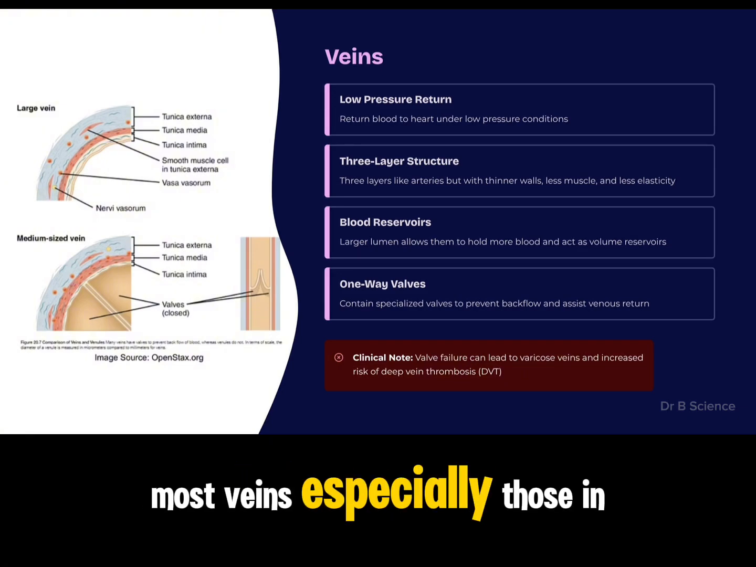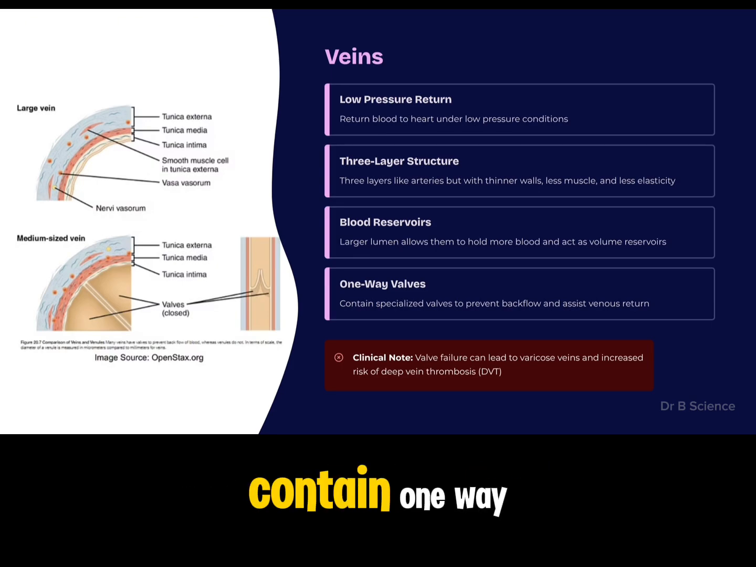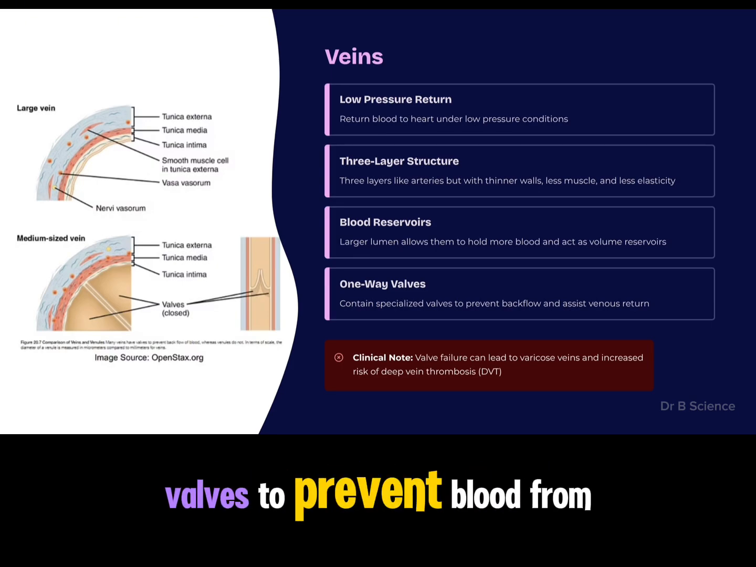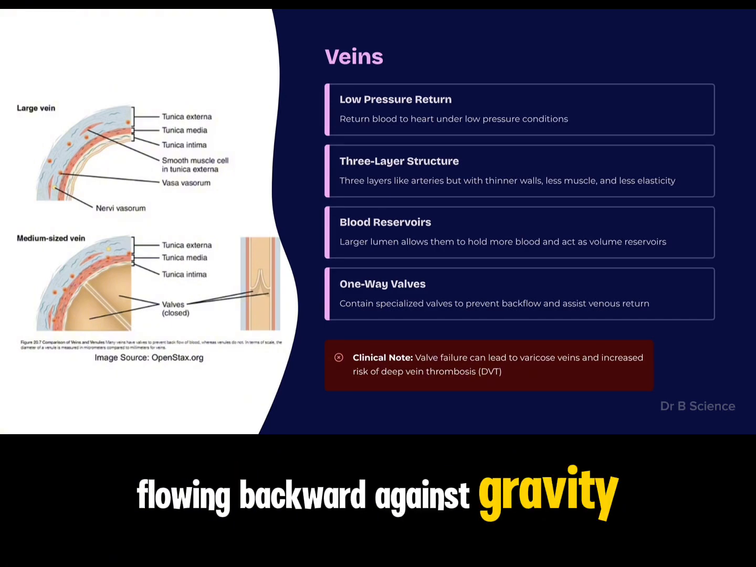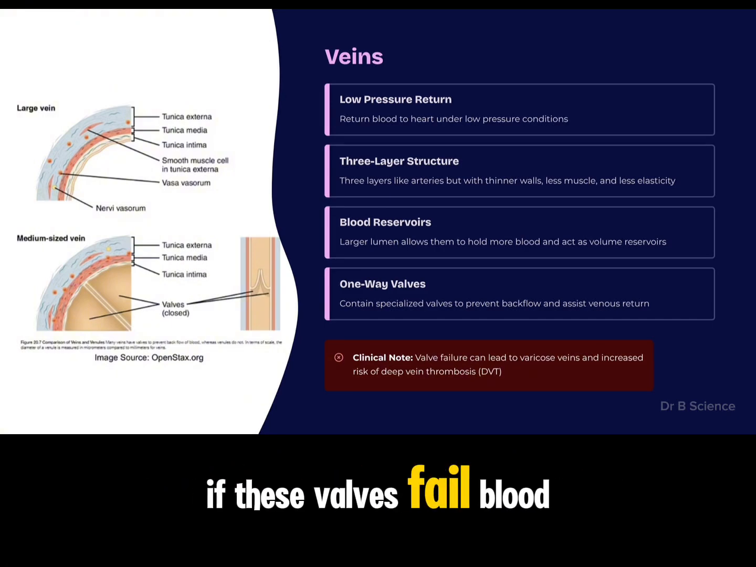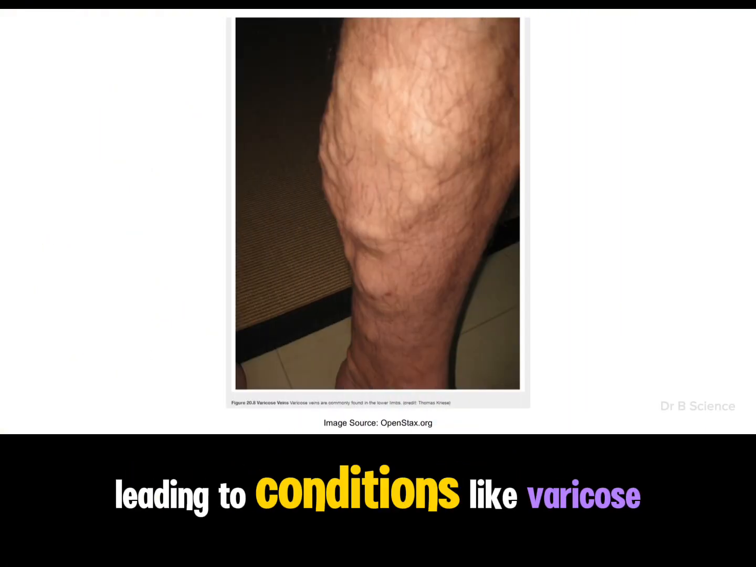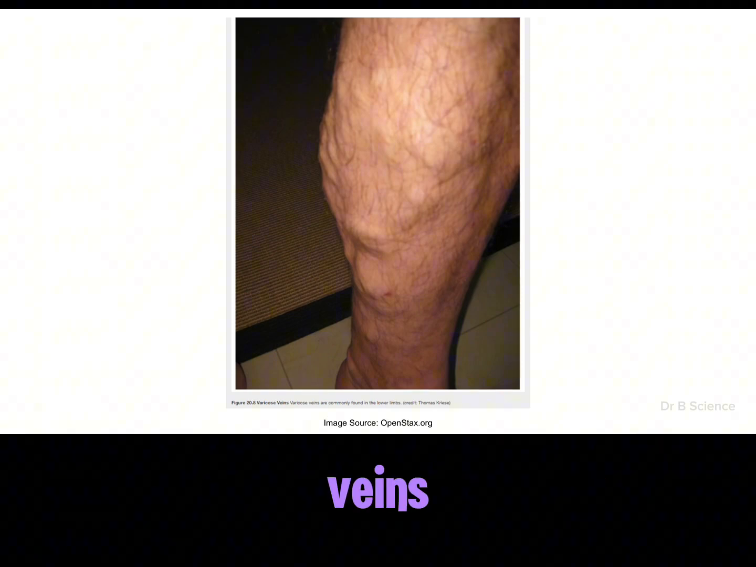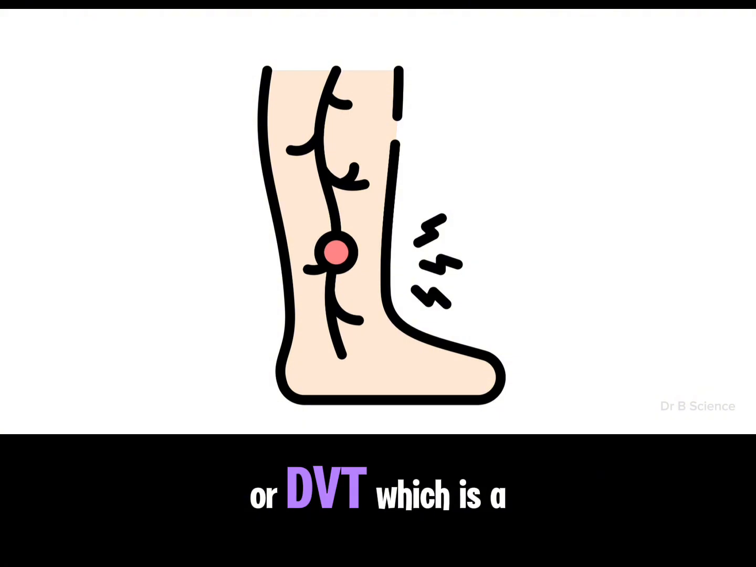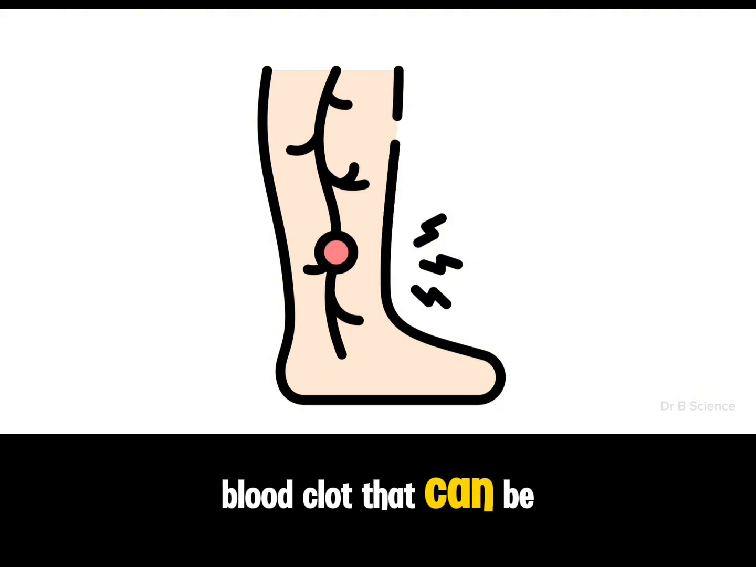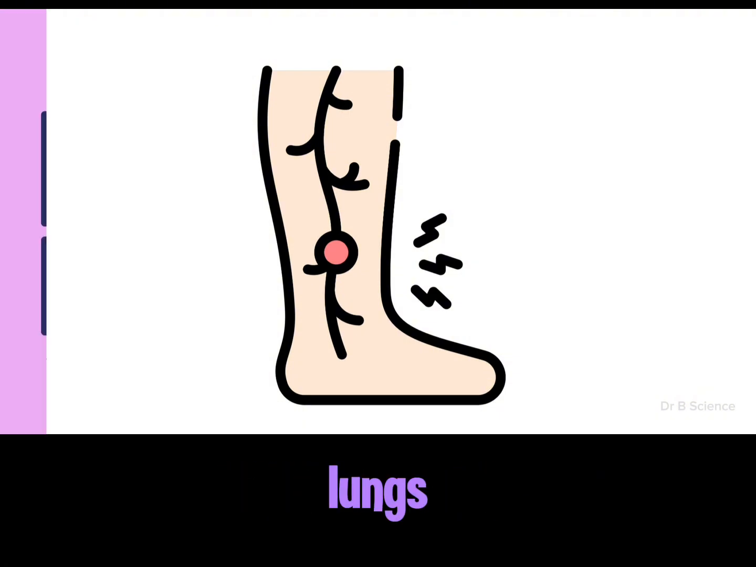Most veins, especially those in limbs, contain one-way valves to prevent blood from flowing backward against gravity. If these valves fail, blood can pool, leading to conditions like varicose veins or increasing the risk of deep vein thrombosis, or DVT, which is a blood clot that can be life-threatening if it travels to the lungs.